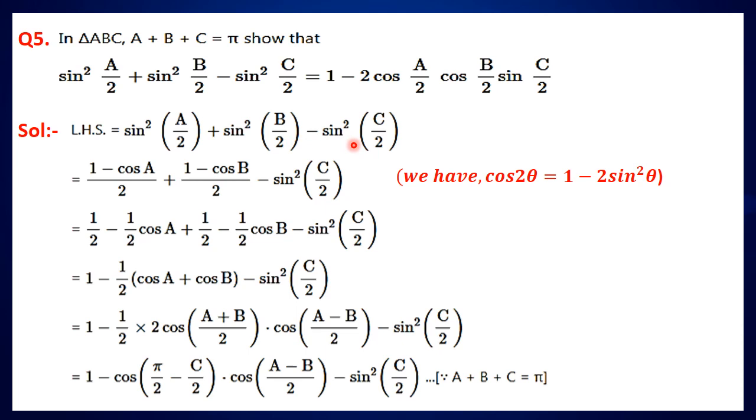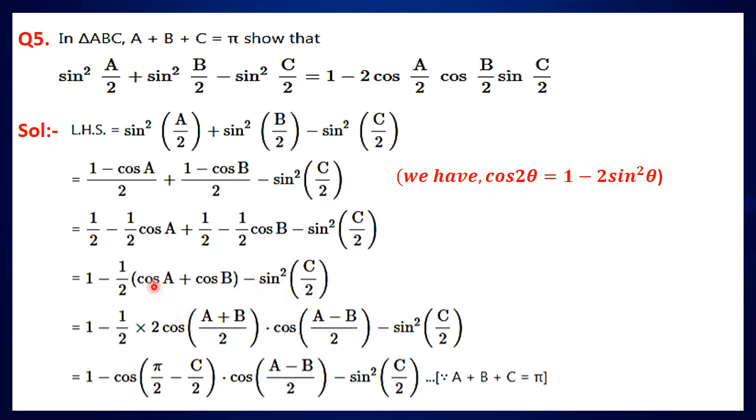Similarly, we write the second and third terms. Second term, sin²(B/2) can be written as (1 - cos B)/2, minus sin²(C/2). So 1/2 - (1/2)cos A + 1/2 - (1/2)cos B - sin²(C/2). And 1/2 + 1/2 is 1 here. And -1/2 is common in these two terms, so -1/2 is taken out and cos A + cos B inside the bracket, minus sin²(C/2) as it is.